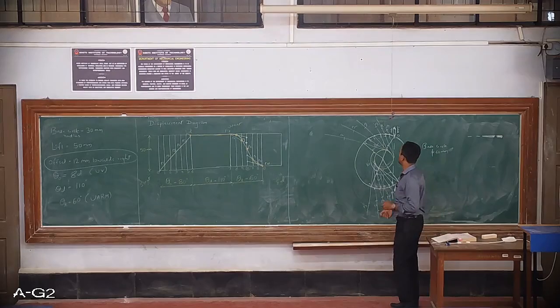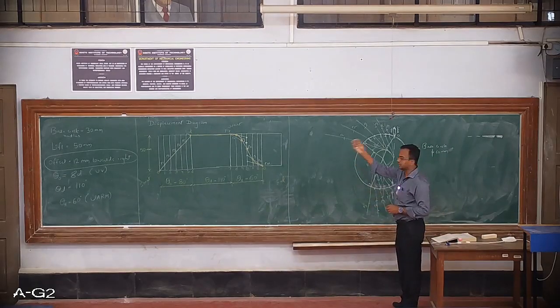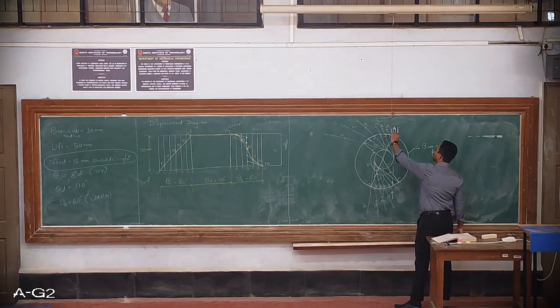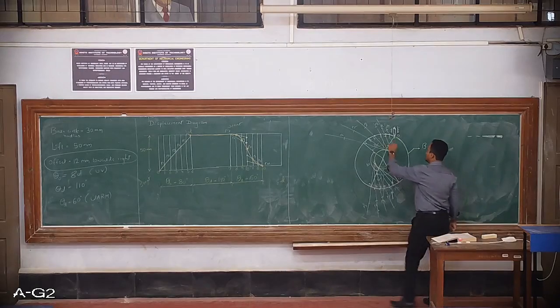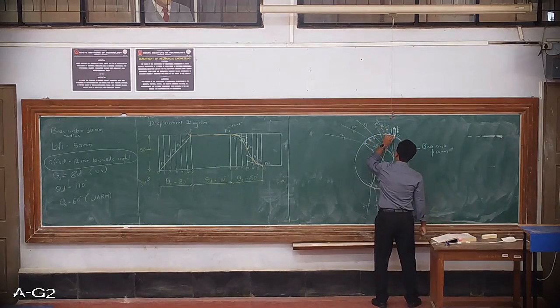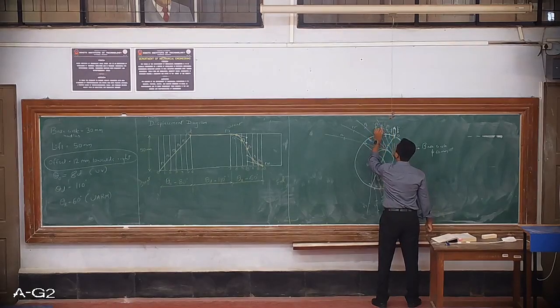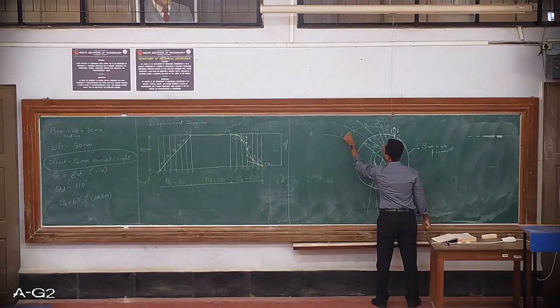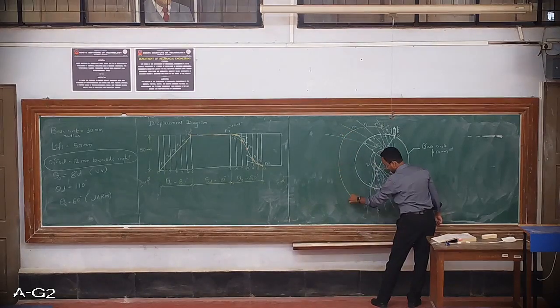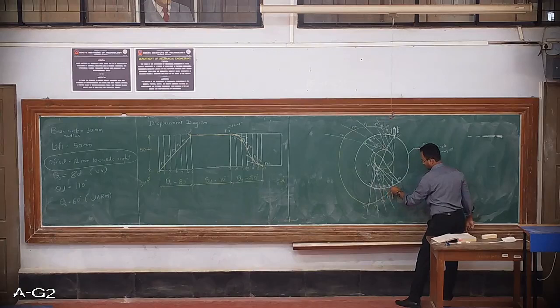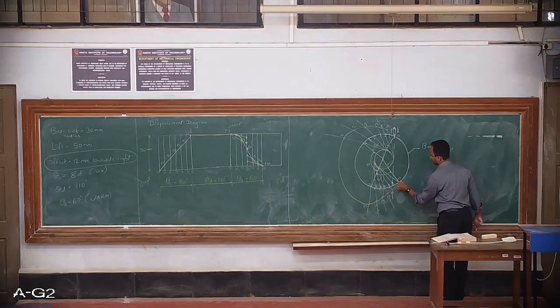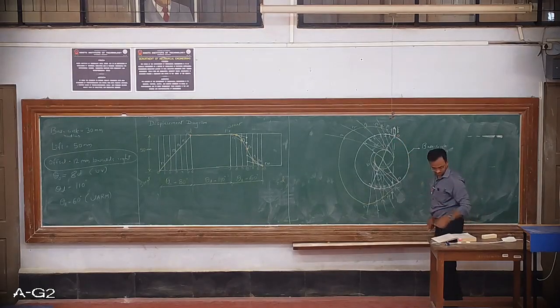So once you get all these position points from displacement diagram to CAM profile, all you have to do is, starting with point 0, join all the intersection points, or join all the P points, with a smooth curve. So let me darken this.